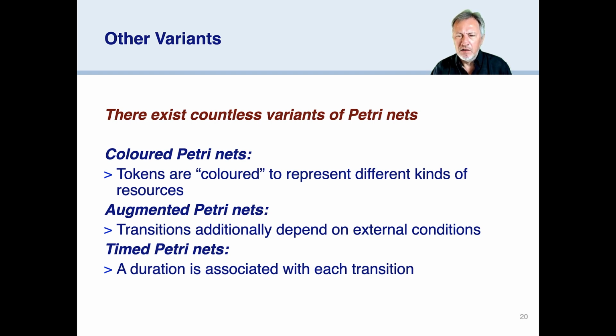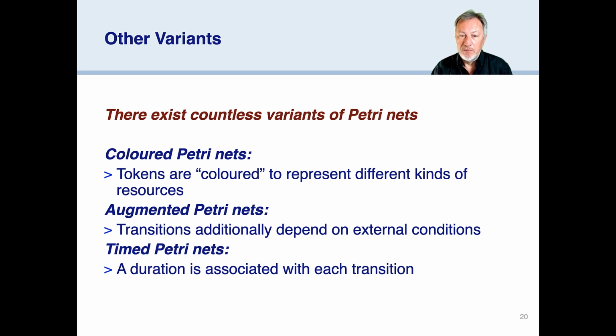There are lots and lots of different variants of Petri nets. For example, colored Petri nets use colored tokens that represent different kinds of resources. As we saw earlier, in our mutual exclusion example, we had some tokens that represented flow of control and another token that represented either a semaphore or shared resource. So you could color those in different ways in order to distinguish them. But you could also have places that have multiple tokens with different colors in them.